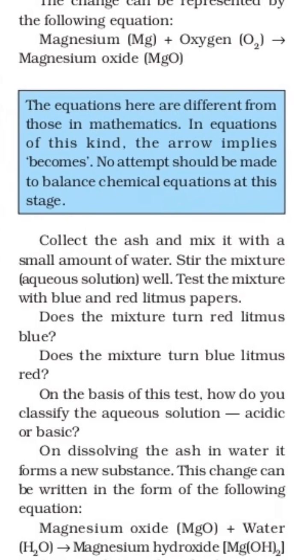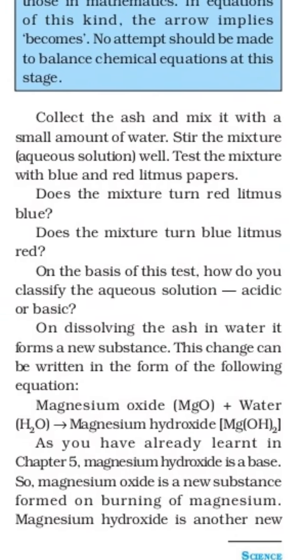Now, after we burn the magnesium ribbon and get the magnesium oxide, collect the ash material and mix it with a small amount of water. We have to take this magnesium oxide, add a small amount of water and stir the mixture well. It has to become an aqueous solution.